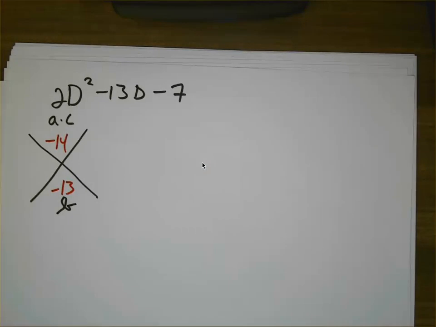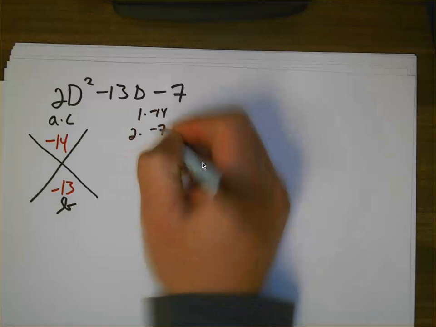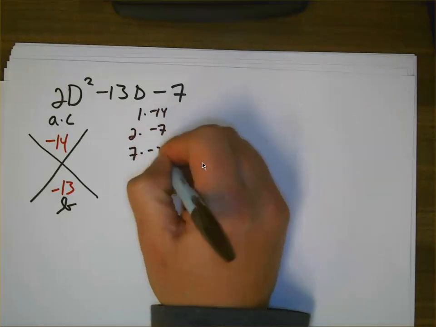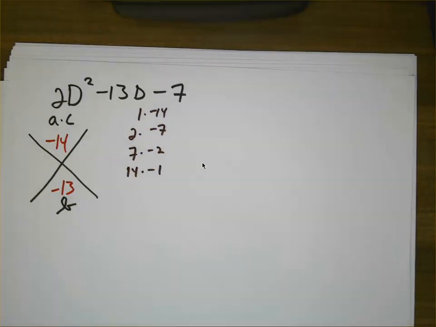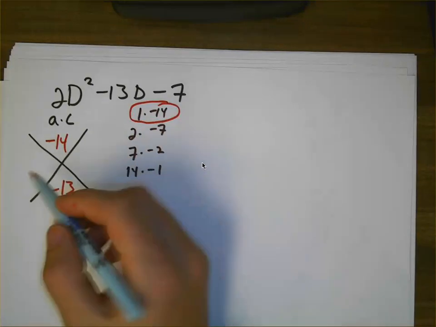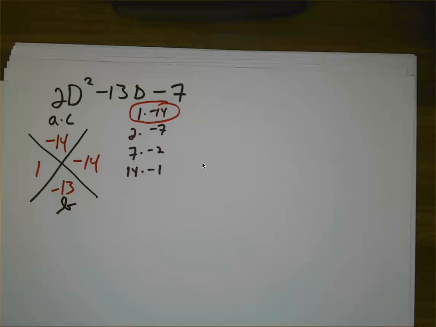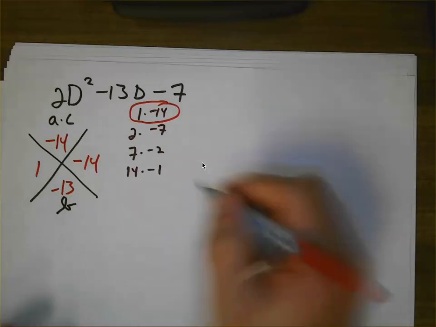Then it says list your factors of a times c. So 1 and negative 14, 2 and negative 7, 7 and negative 2, 14 and negative 1. So we list those factors. Now we have to find the factors that when you add them up, you get b. So when we add them together and get negative 13, which one is it? It would be this one right here. So I'm going to put those here, 1 and negative 14, right?